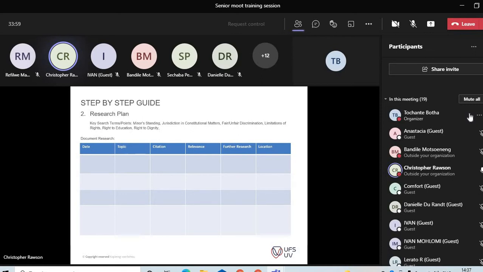I include a further research category as well. So that's just notes to myself to remind myself, okay, I found this case, it refers to that case, I need to go and find that case. Or this academic author refers to that academic author, I need to go find that academic article. And so that's the way you sort of build the web of your research.